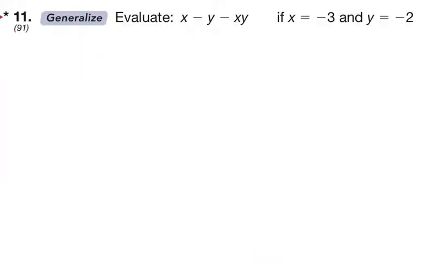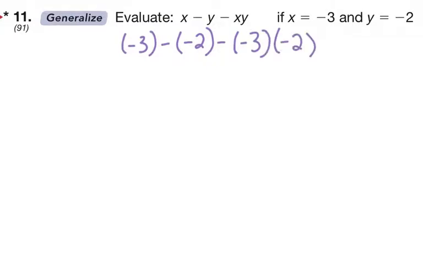Number 11. Number 11 says, evaluate x minus y minus xy if x is -3 and y equals -2. And so remember, we're going to replace our x and y with our new numbers. So if x is -3, you're going to write -3 in parentheses every time you come up to an x. And if y is -2, we're going to write a -2 in parentheses every time we see a y. So we end up with -3 minus -2, minus -3 times -2. X minus y minus xy.